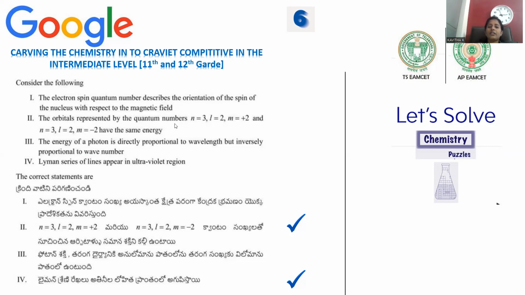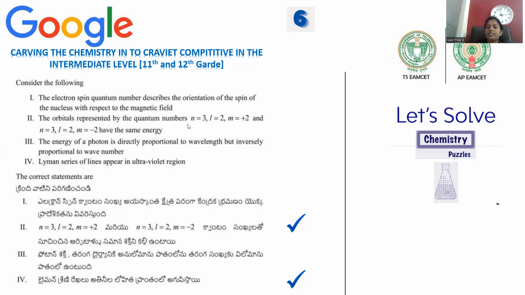Orbitals represented by the quantum numbers n equal to 3, l equal to 2, m equal to plus 2, and n equal to 3, l equal to 2, m equal to minus 2, have the same energy. Okay. n is the principal quantum number, l is the azimuthal quantum number, m is the magnetic quantum number. It represents in which shell the orbitals are lying. That is explained by this n.